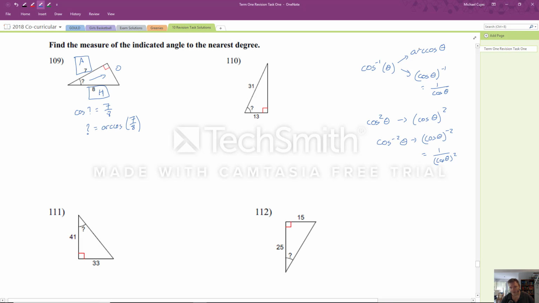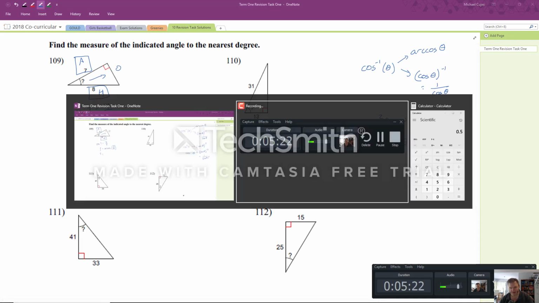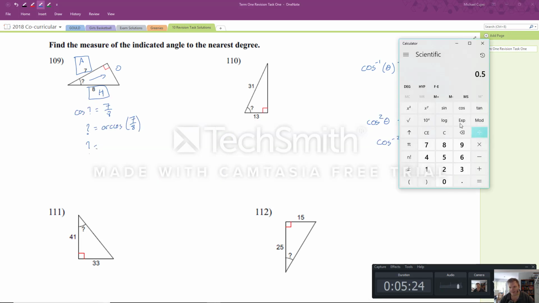But it's to do with the unit circle and the arc around the circumference of the unit circle. So I encourage you not to use cosine -1 for the inverse of cosine. Yes, it'll look like that on your calculator and do that, but get in the habit now of writing arc cos just to make sure it's really clear to everyone exactly what you're doing. Now we're going to need our calculator for this. Arc cos of 7/8.